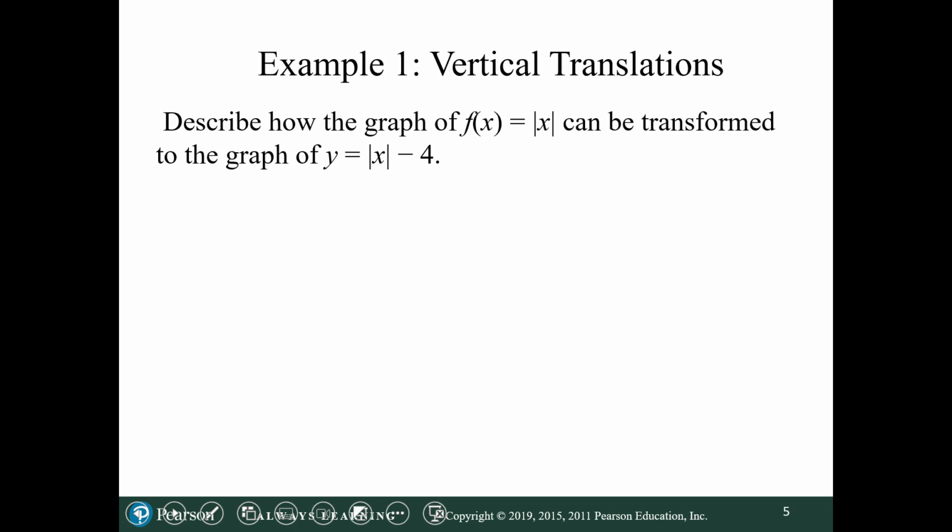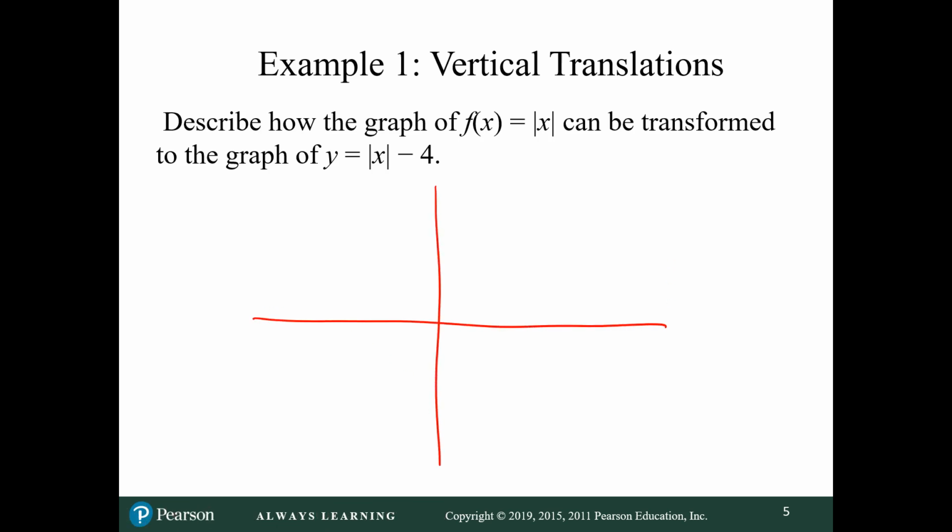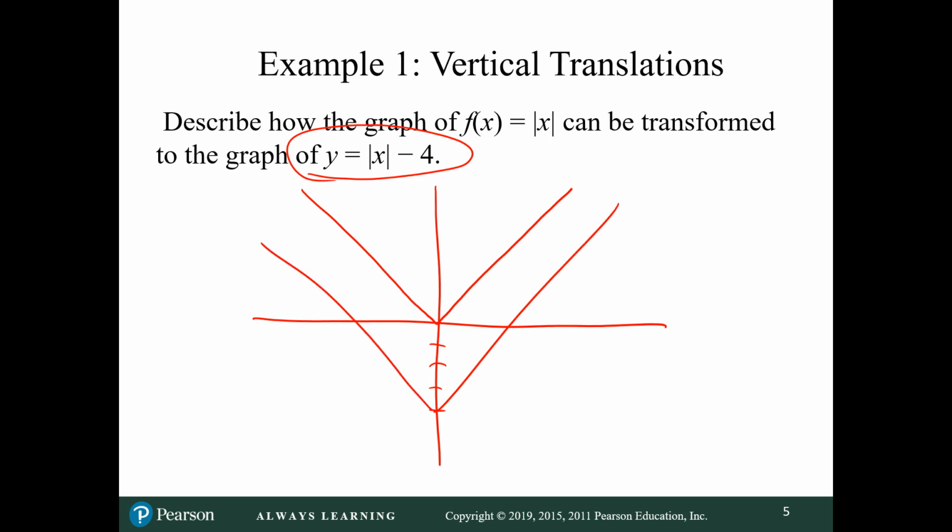So let's look at the graph of f of x equals the absolute value of x. What does the absolute value look like? A V. Is our transformation happening inside or outside the parentheses? Outside. So if it's a minus 4, you're going to slide which way? How far? Down 4. 1, 2, 3, 4. Looks like that. Okay?